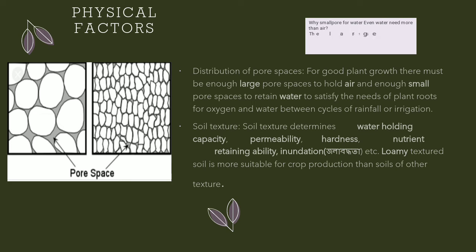Now there will be a question in your mind. Why small pore for water, if plants need water more than air? Why not large pore space for water? Let's see. The largest pores drain rapidly because they are unable to retain water against the force of gravity. This large pore space is unable to retain water against the force of gravity.